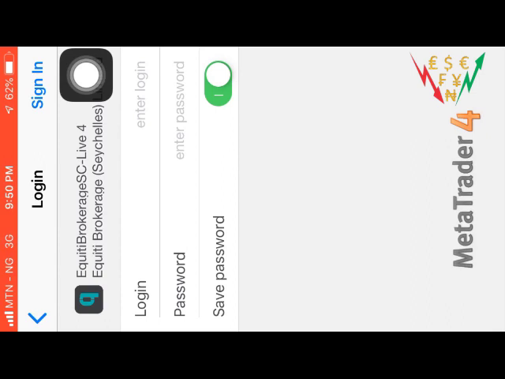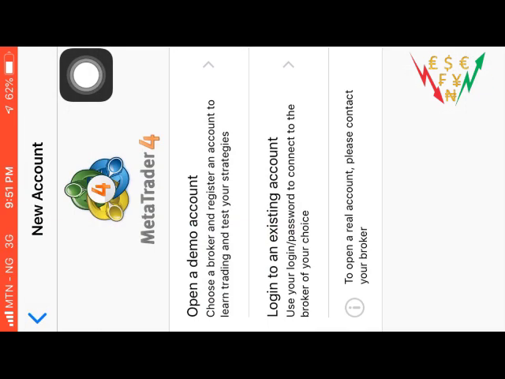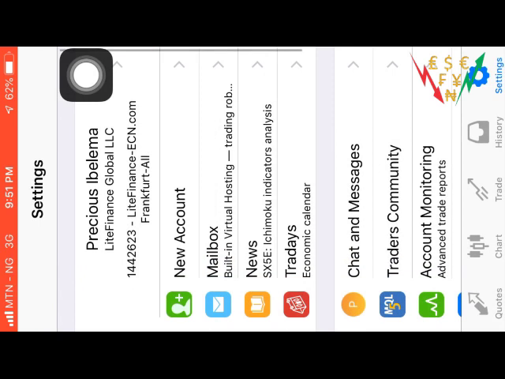Equity Brokerage SC Live 4. So when you choose that, guys, the next thing you're going to be entering is your login and password. The password is what you must have created by yourself for your trading platform, right? That's your unique password, and the login is also unique. The login is your login ID, your trading ID, and for most brokers it comprises numbers. That's your login, and the password you must have created for yourself.